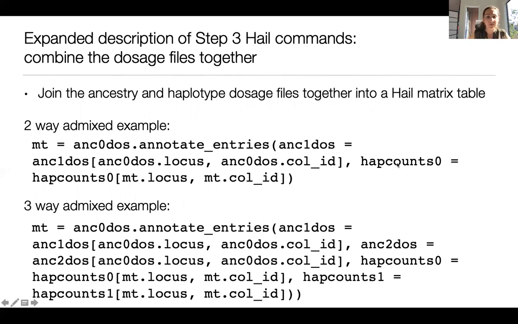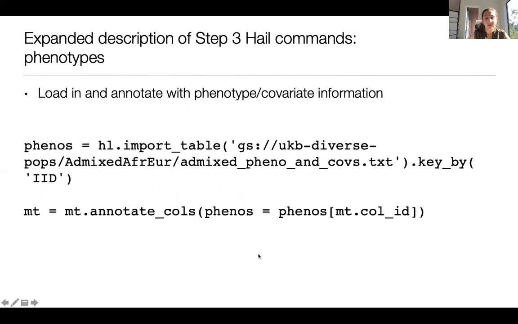So if you want to have more multi-way admixed populations included, you just need to add additional terms for each new ancestry. So 1 new dosage term for each additional ancestry and n-1 terms for the haplotype counts. So now we can load in and annotate our matrix table with our phenotype and covariate information. And from here on, we're now utilizing standard Hail commands.